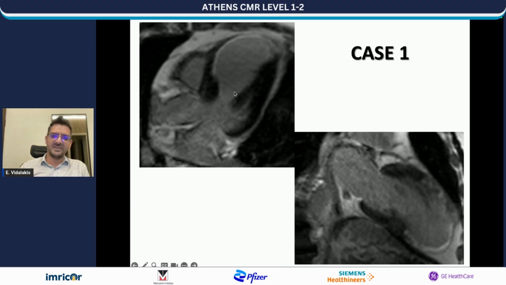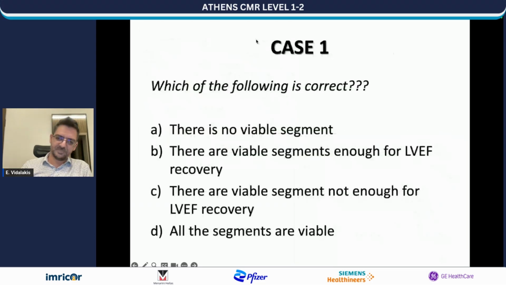Here are the LGE images, and as you see, there is a scar from the mid to apical interventricular septum, the apex, and also the anterior wall. The apex again, and the inferior wall. This is a transmural scar. So the question here is, is there any viable myocardium?